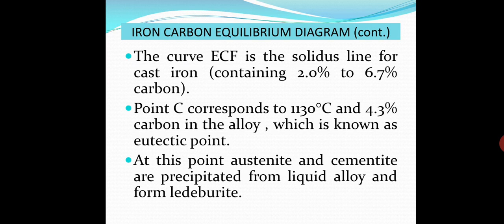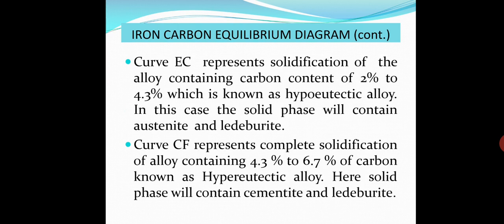And point C, as I have told, is the eutectic point, 1130 degrees centigrade and 4.3%. At this point, austenite and cementite are precipitated and form ledeburite. And the curve EC represents the solidification of alloy containing carbon of 2% to 4.3%, which is known as hypoeutectic alloy. And this results in austenite and ledeburite.